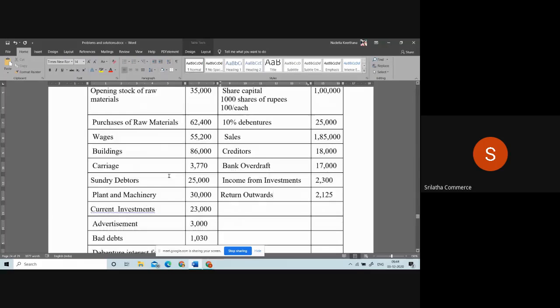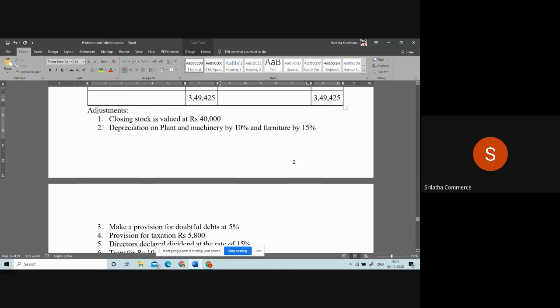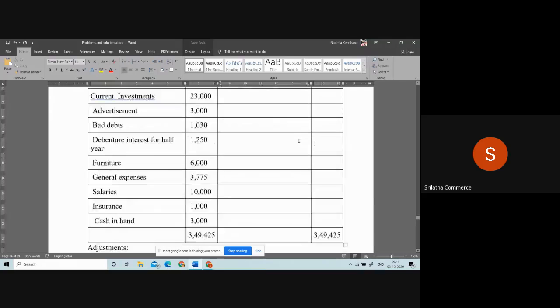So any doubts you have in the trial balance? Is it clear for you all? Now next come to the adjustments. Closing stock we already had taken to the cost of material consumed, we added. The next effect will be shown in the balance sheet. Depreciation. Now we have to calculate depreciation on plant and machinery and furniture by 10% and 15%.